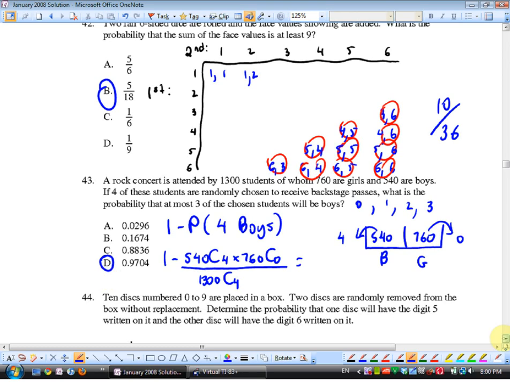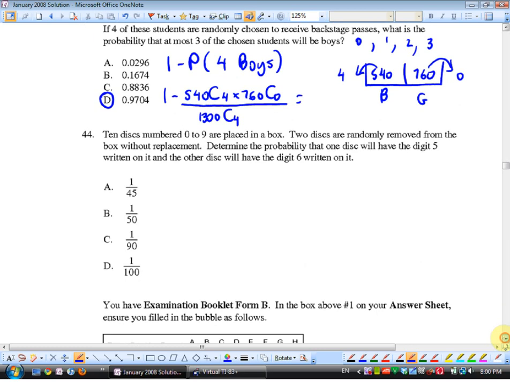Last multiple choice question. 10 discs, by the way. Last question's usually pretty tough. I'm going to expect that and not freak out. 10 discs numbered 0 through 9 are placed in a box. 2 discs are randomly removed from the box without replacement. Determine the probability that one disc will have the digit 5 written on it and the other disc will have the digit 6 written on it.